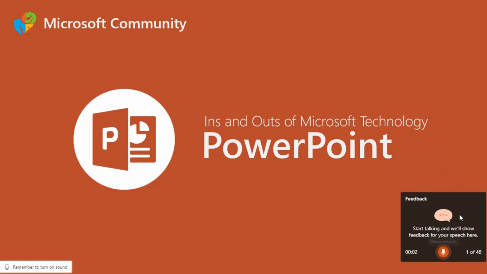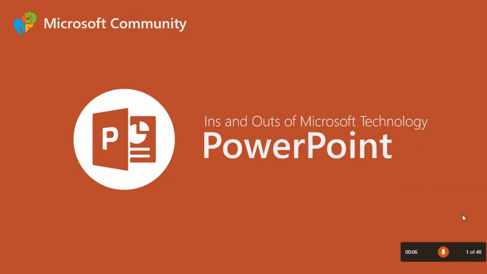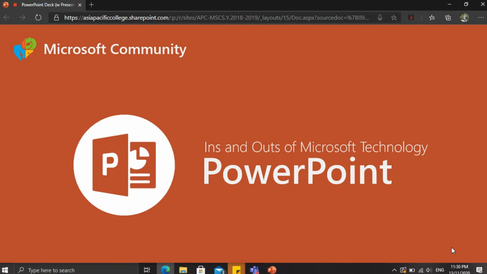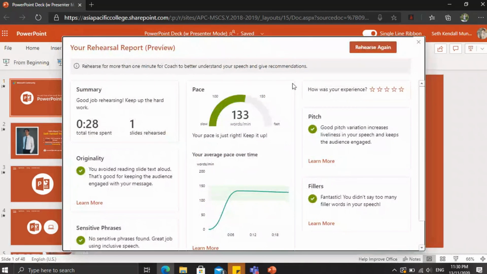Now I am currently talking and it is giving me feedback. So let's say if I say uh, um, um, it's not showing. So let's imagine that the coach actually gave me something. So if I pause it, then escape, it would give me my rehearsal report.